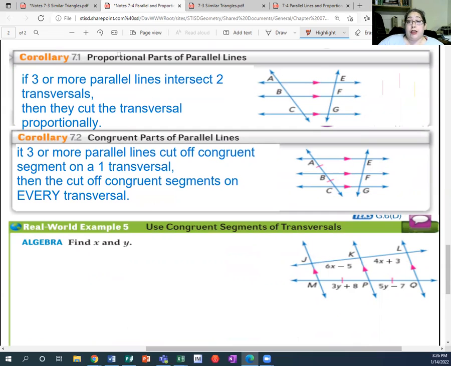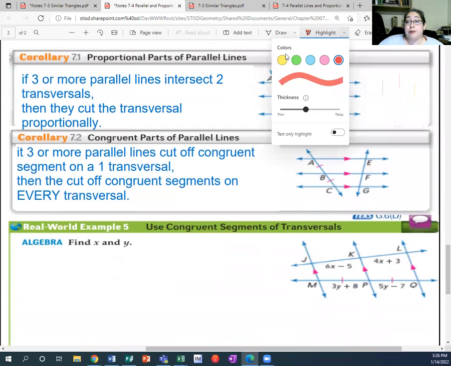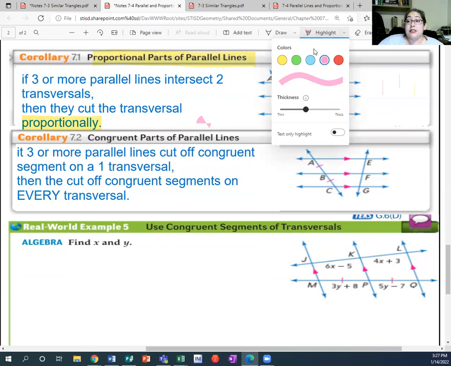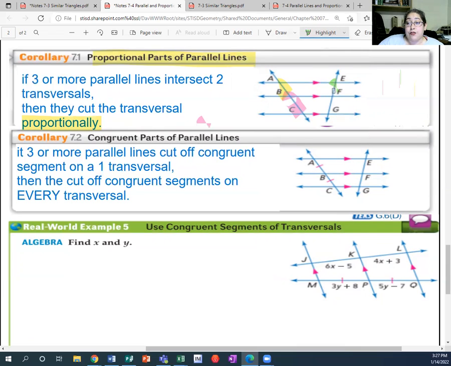So the first corollary is the proportional parts of parallel lines. What this says, if you have 3 or more parallel lines intersecting 2 transversals, those transversals are just lines that intersect a whole bunch of other lines, then they're going to cut the transversal proportionally. That means that this piece, written as a fraction with this piece, is going to give you the same fraction as if you wrote a fraction with this piece and this piece. Okay?